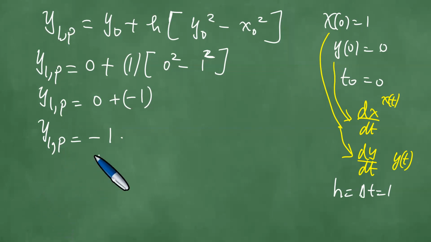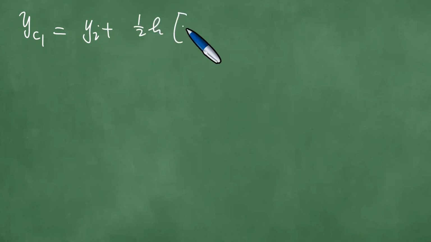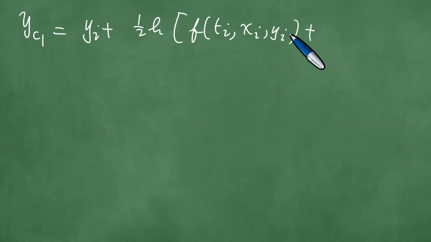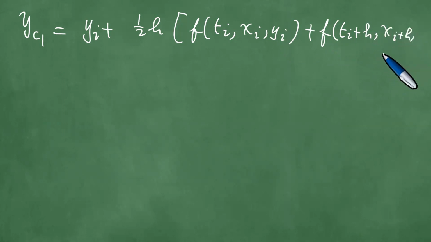All right, now we found the predictor, and then we must get the first corrector. What is the formula for the first corrector? The formula for the first corrector is this one. So it is YC1, which is Yi plus one half h times f, and f will depend on ti, xi, yi. So plus, which is ti plus h, xi plus h, then you're going to put y predictor.